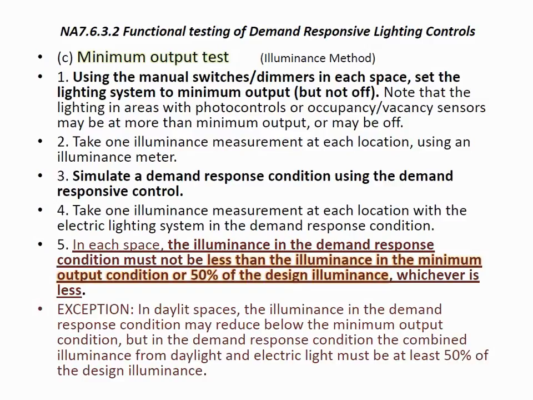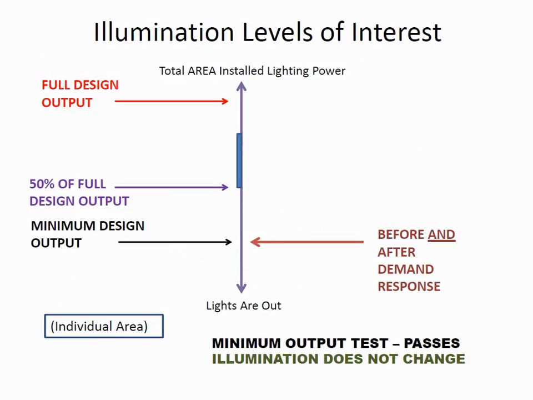The area lighting should not reduce further, should not go any further down, or should not drop below 50% of the design full output illuminance. So let's take a look at this.